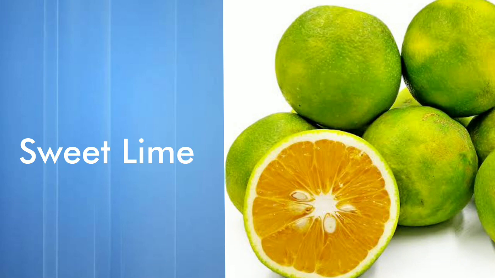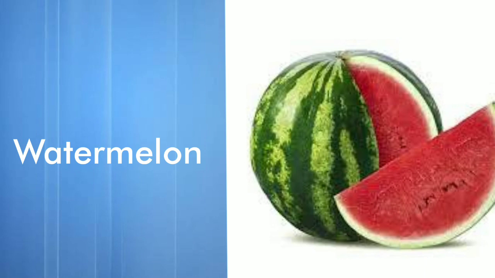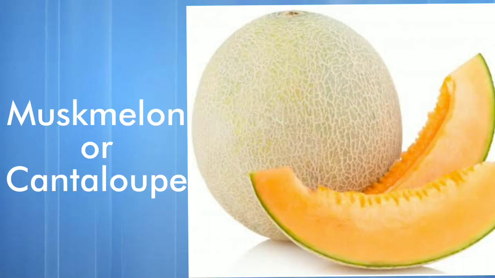It is sweet lime. What is it? Orange. It's an orange. What is it? Next we have pineapple. What is it? It's a pineapple. Next we have watermelon. It's a watermelon. What is it? Next we have muskmelon or cantaloupe.